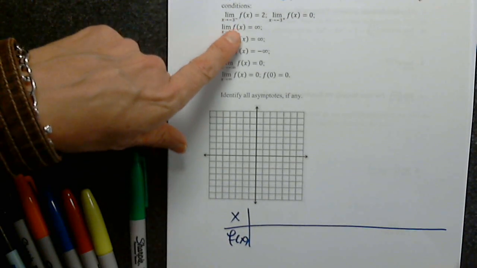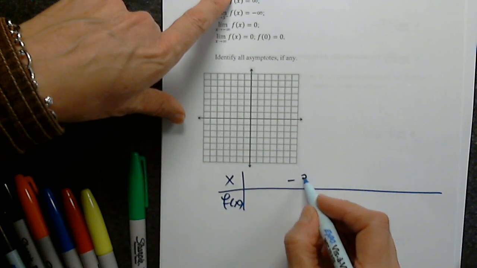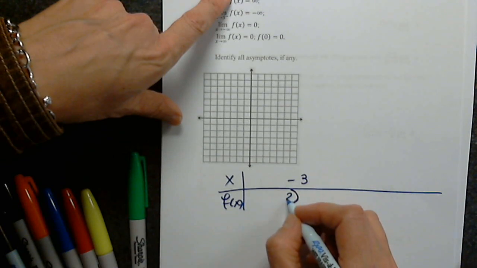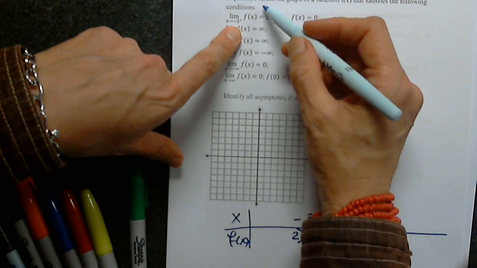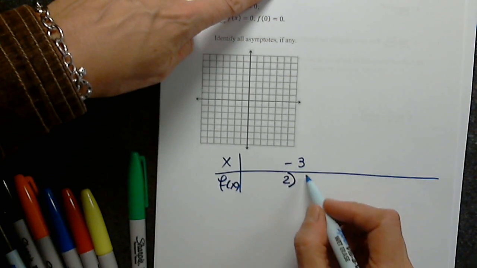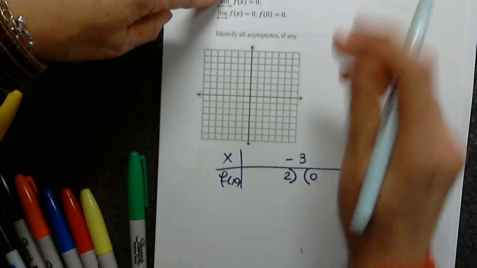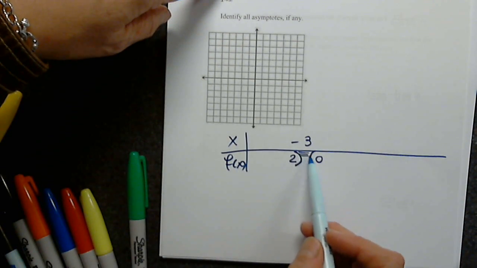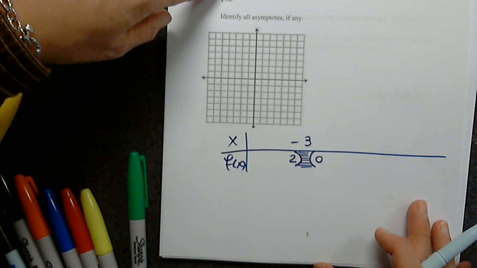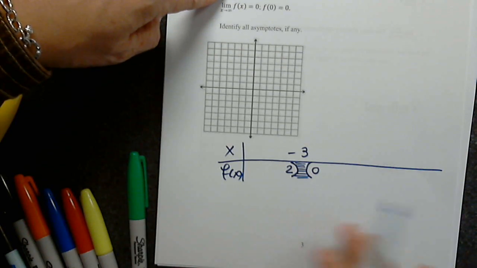So it says limit of f of x as x approaches -3 from the left. So obviously I have to have a -3. The limit from the left is 2, so I'm done with this. And the limit from the right at -3 of f of x is 0, so I'm done with this as well. It appears that there is nothing else in here, because they're not infinite, left and right.